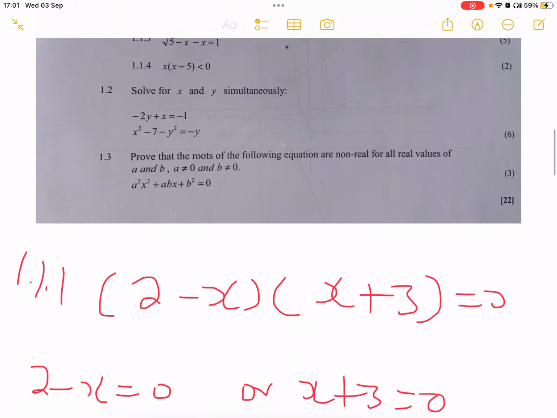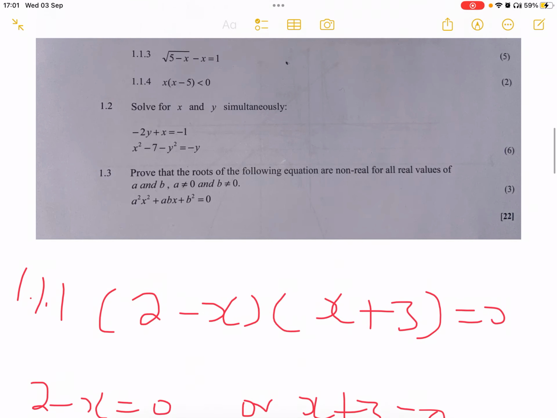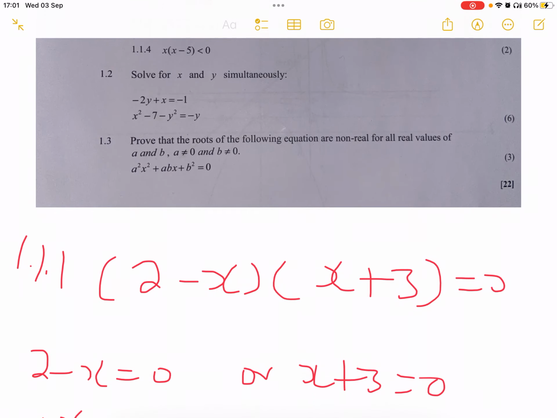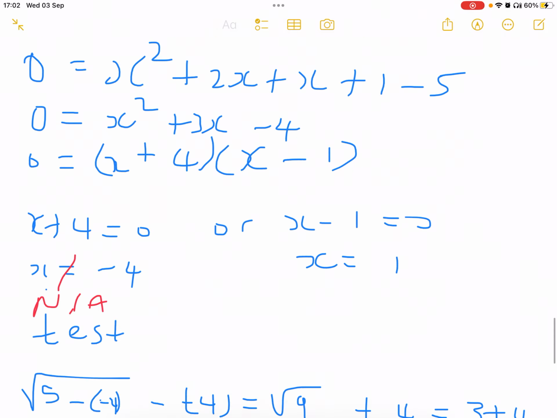Second last question. Oh, not second last. It's dead last. 1.1.4, x into x minus 5 less than 0. Simplify or solve for x. That's an inequality.